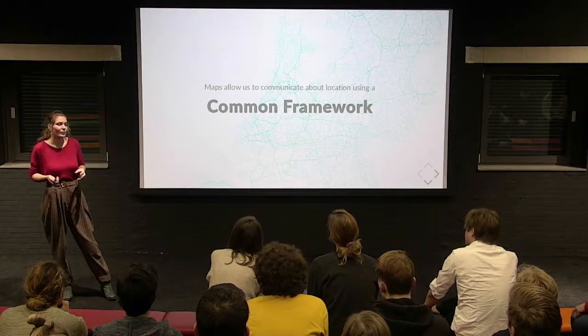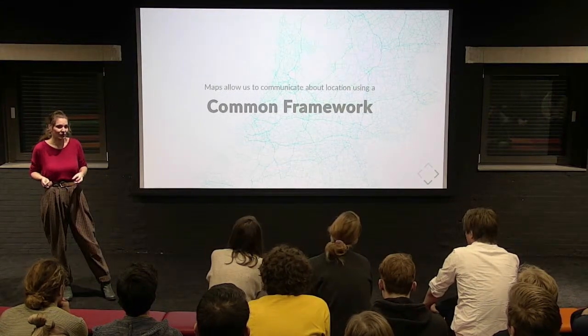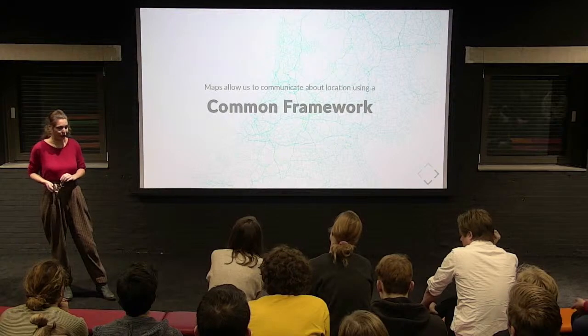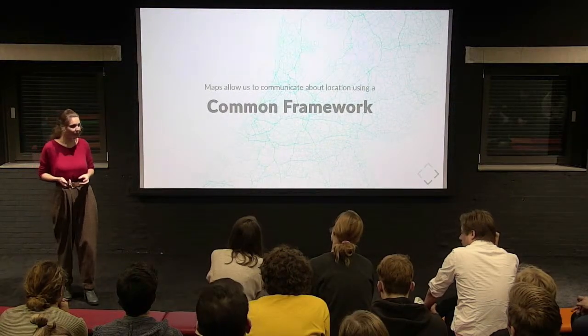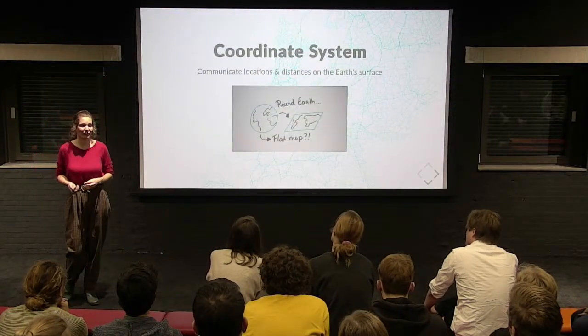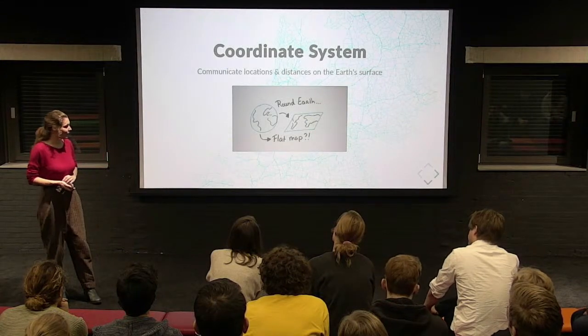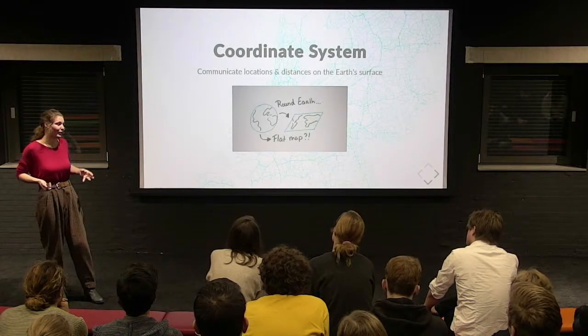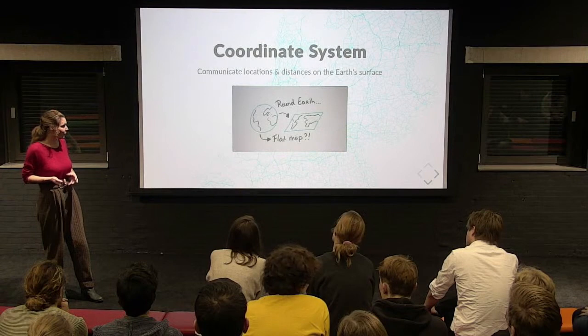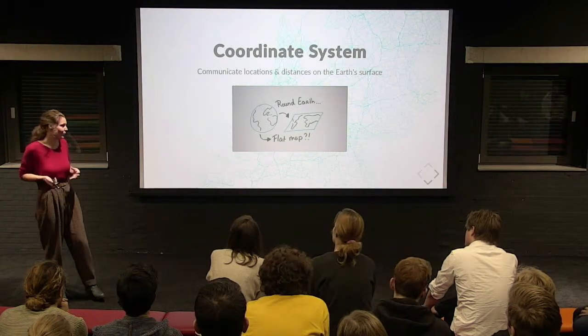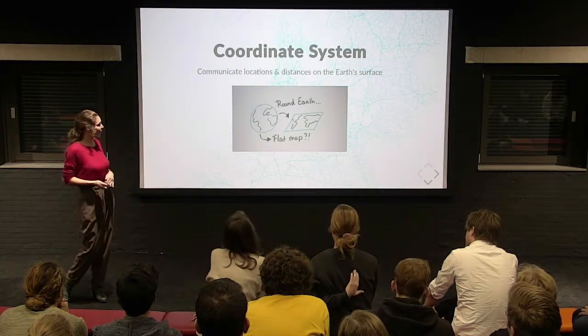Geodata and maps allow us to communicate with each other about distances and locations in a common framework. This common framework is actually what we call a coordinate system. The Earth is round, and we're talking about locations on the Earth. But in order to communicate about the location on the Earth, we make flat maps. How do we do that?